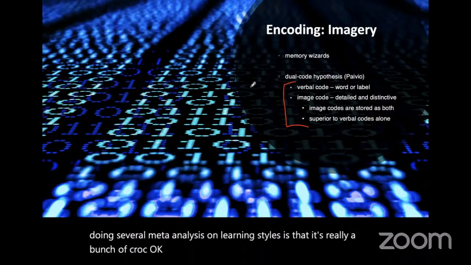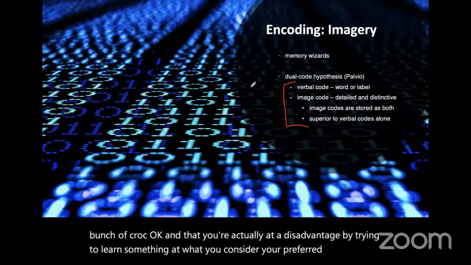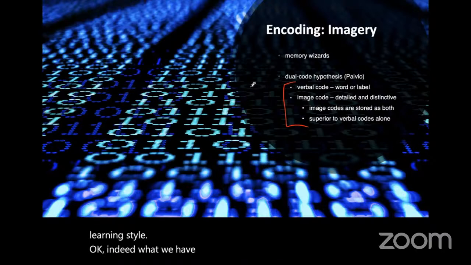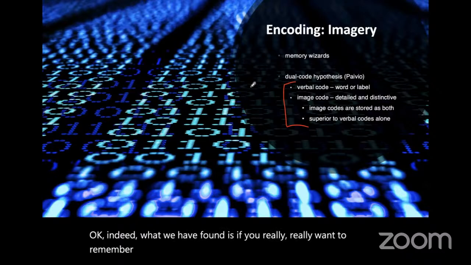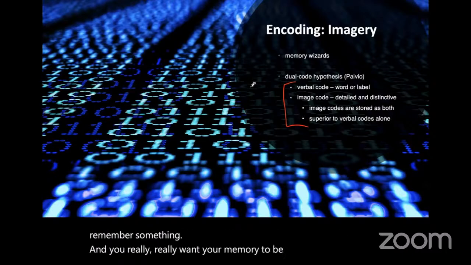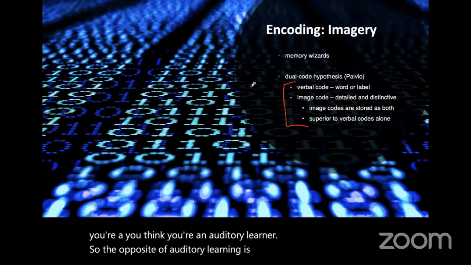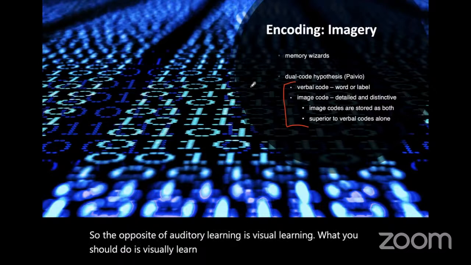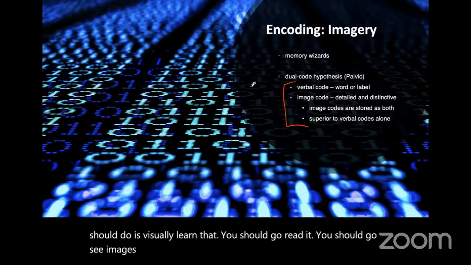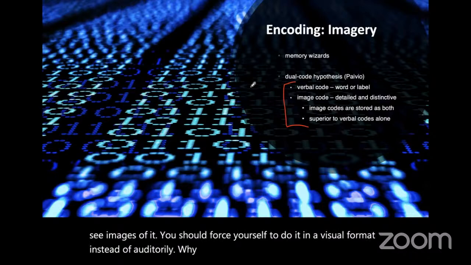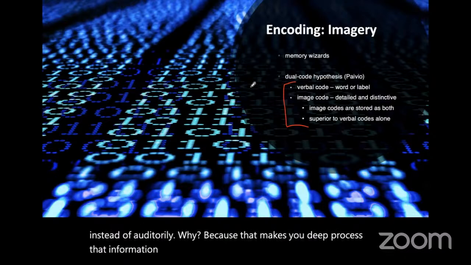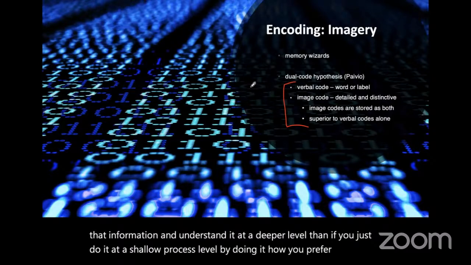Okay? In that you're actually at a disadvantage by trying to learn something at what you consider your preferred learning style, okay? Indeed, what we have found is if you really, really want to remember something and you really want your memory to be efficient, let's say you think you're an auditory learner. So the opposite of auditory learning is visual learning. What you should do is visually learn that. You should go read it. You should go see images of it. You should force yourself to do it in a visual format instead of auditorily. Why? Because that makes you deep process that information and understand it at a deeper level than if you just do it at a shallow process level by doing it how you prefer to have it done for you, okay?